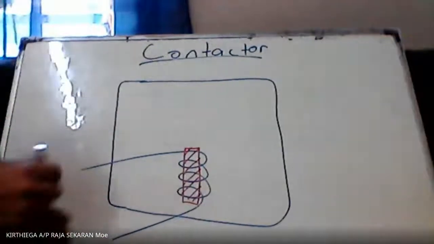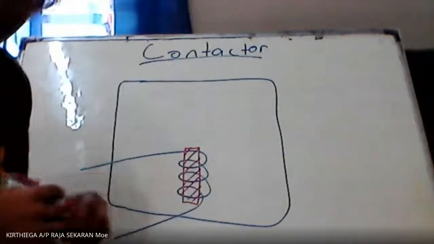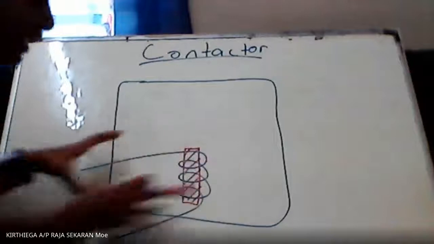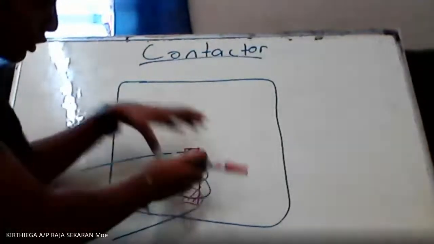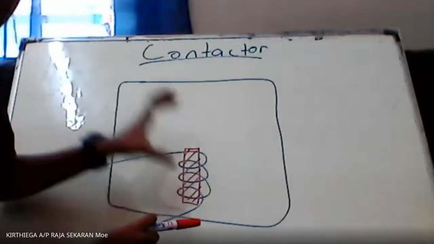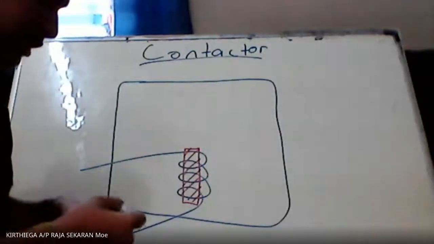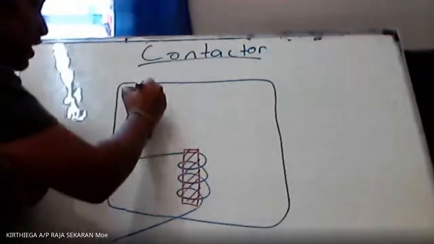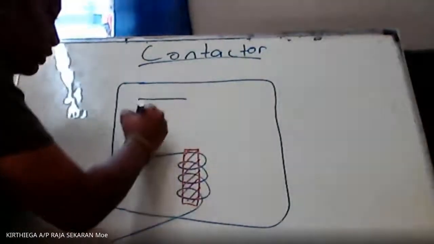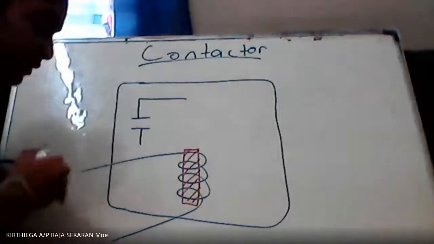So let's see how this is all working. When I give this current supply to this solenoid, this metal will be magnetized. When this metal is magnetized, we have a special component known as the armature here.